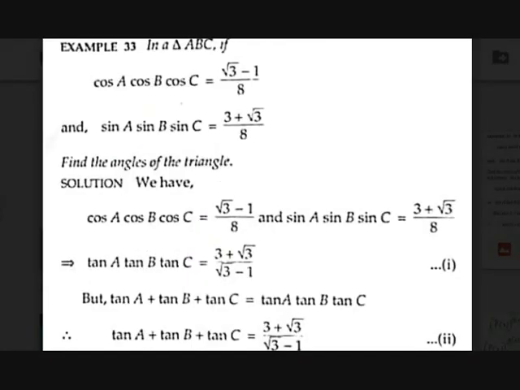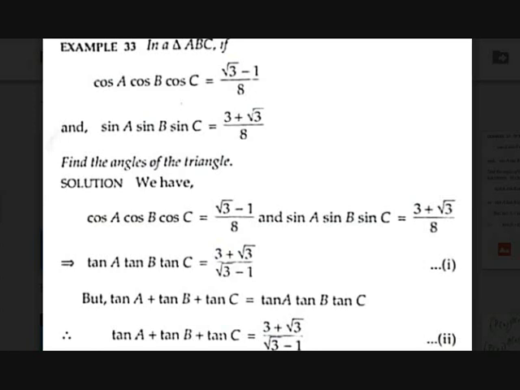What are conditional identities? You may have heard some trigonometric identities like sine square theta plus cos square theta is equal to 1, secant square theta minus tan square theta is 1, and some others. But there are other identities like if a plus b plus c is equal to pi, tan a plus tan b plus tan c is equal to tan a tan b tan c. Here you have a condition, that is a plus b plus c is equal to pi or 180 degrees. Such statements are called conditional identities. That identity is true only if the condition is true.